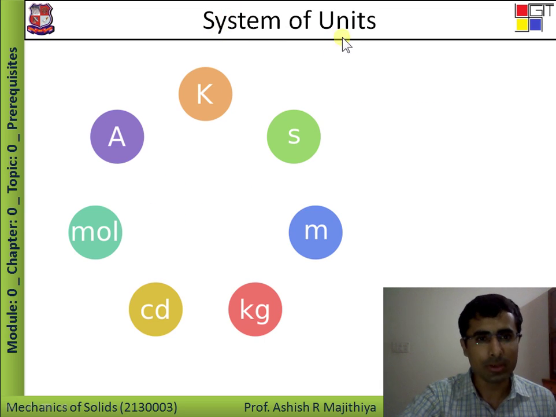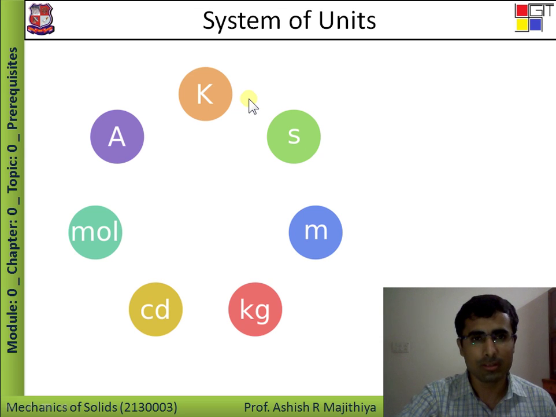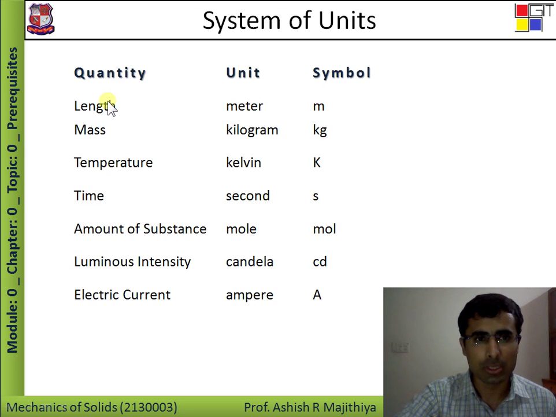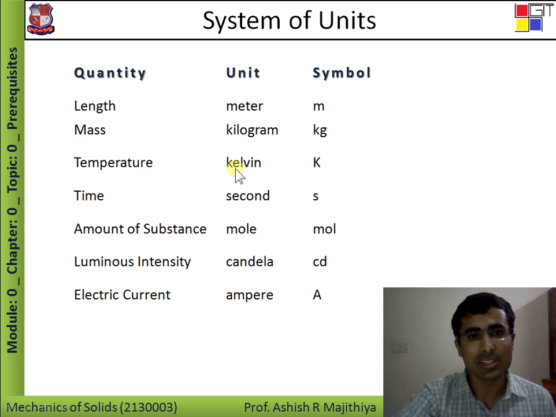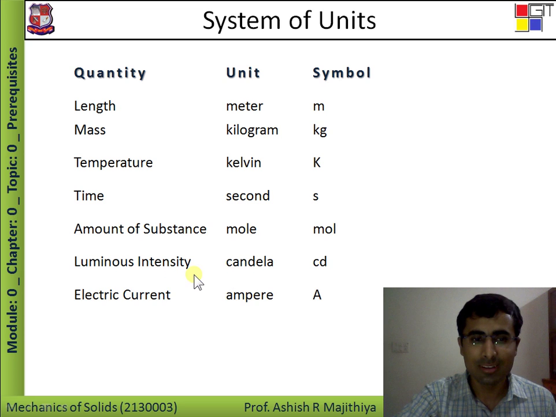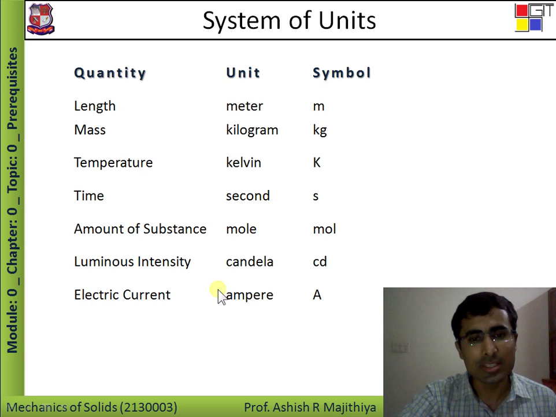Starting from the system of units, we already know that these are the basic 7 units which govern the secondary units. The unit of length is meter, unit of mass is kilogram, for temperature it is Kelvin, for time second, for amount of substance the unit is mole, for luminous intensity the unit is candela, and for electric current the unit is ampere. From these fundamental units, many hundreds of units can be derived.